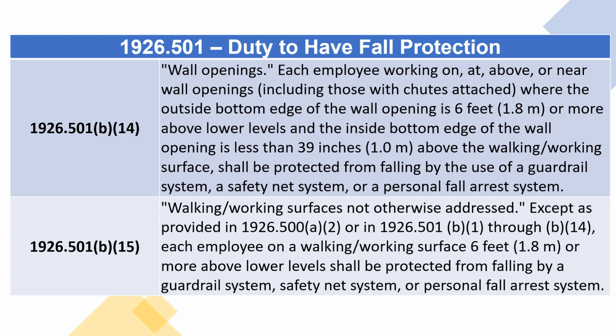1926.501(b)(15). Walking/working surfaces not otherwise addressed. Except as provided in 1926.500(a)(2), or in 1926.501(b)(1) through (b)(14), each employee on a walking/working surface 6 feet (1.8 meters) or more above lower levels shall be protected from falling by a guardrail system, safety net system, or personal fall arrest system.